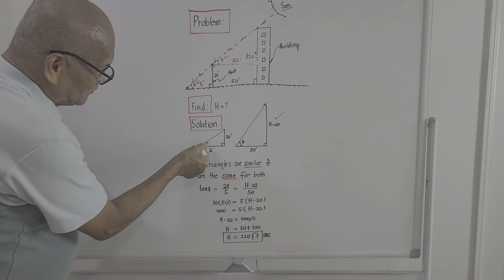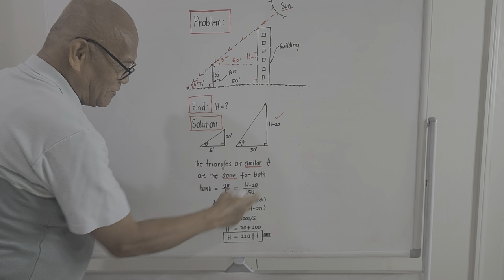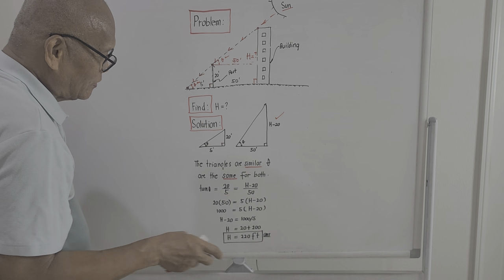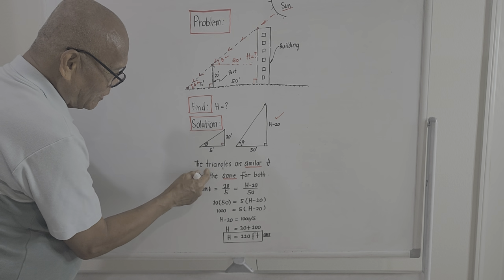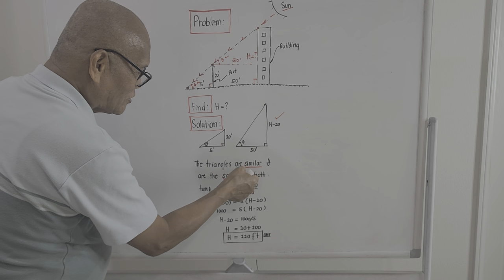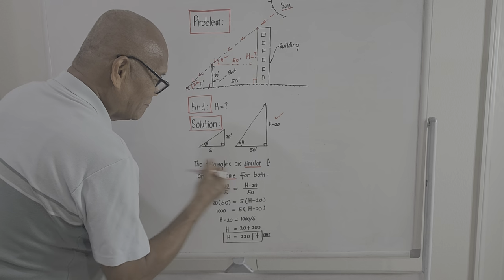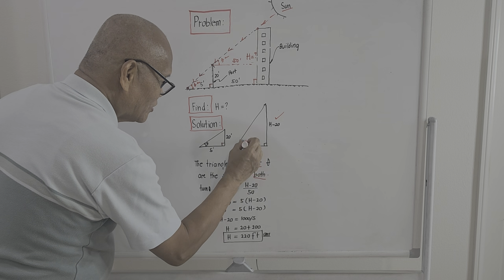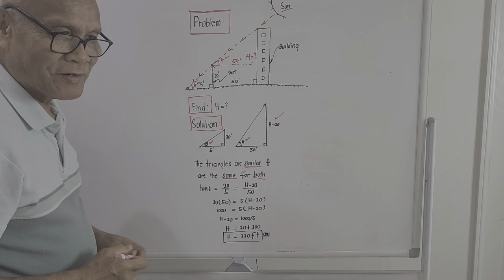Okay. So if this is theta and this is theta, they are both right triangles, right? I will now try to take the tangent of theta, the tangent of this angle here, by using the smaller right triangle. I place it here. The triangles are similar because theta is the same for both, right? This is theta, this is theta. That's why they are similar.